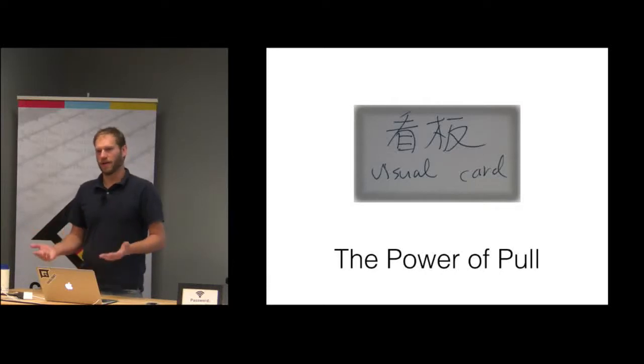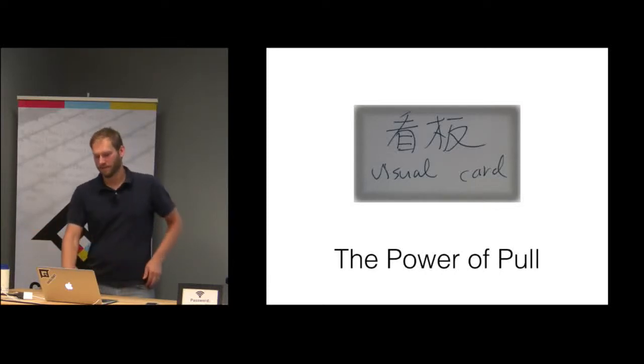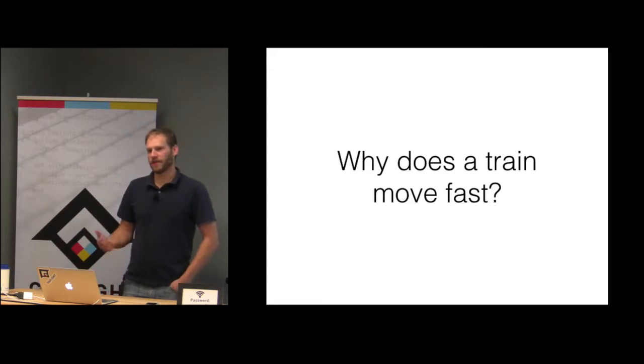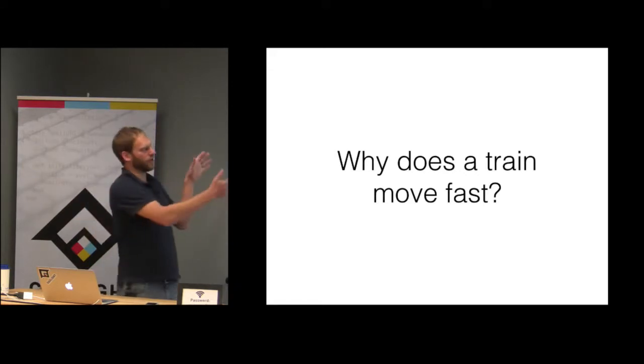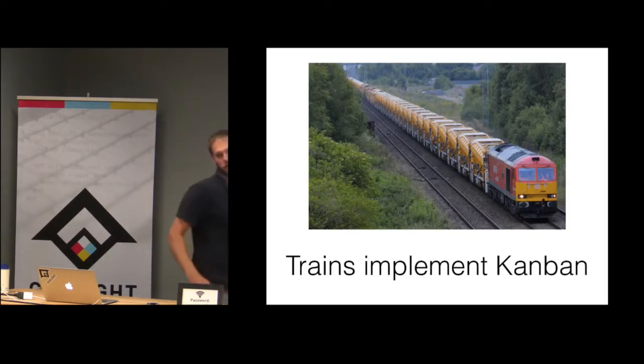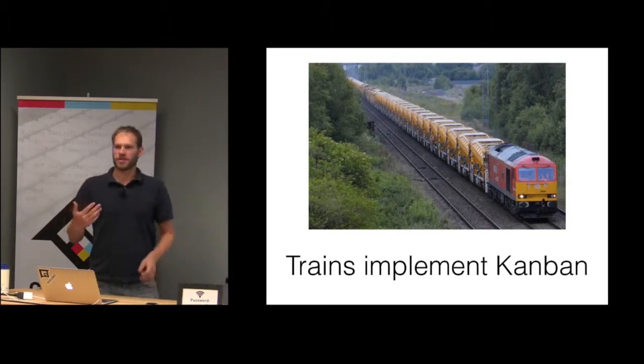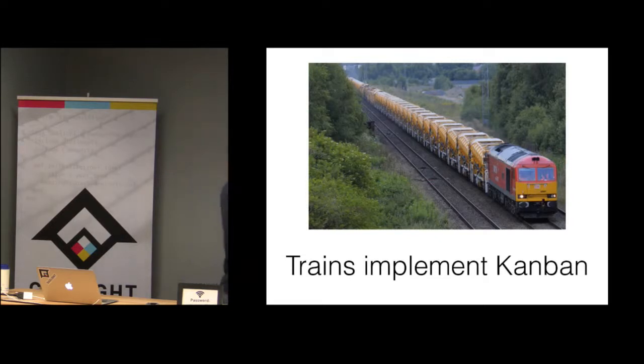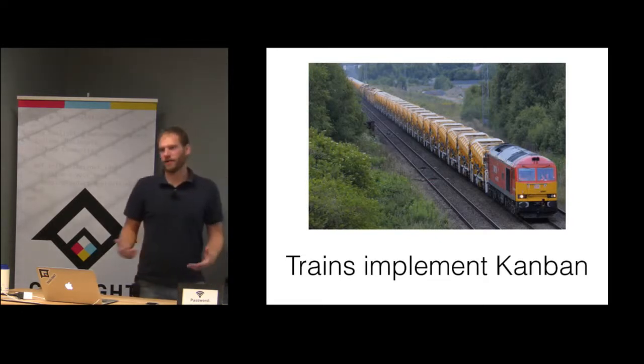Kanban. A train implements pull, right? If you viewed a train, each of these cars as a column in our system, what each of those cars is saying is, you can move as soon as I'm in the next column, right? That's exactly what pull is.